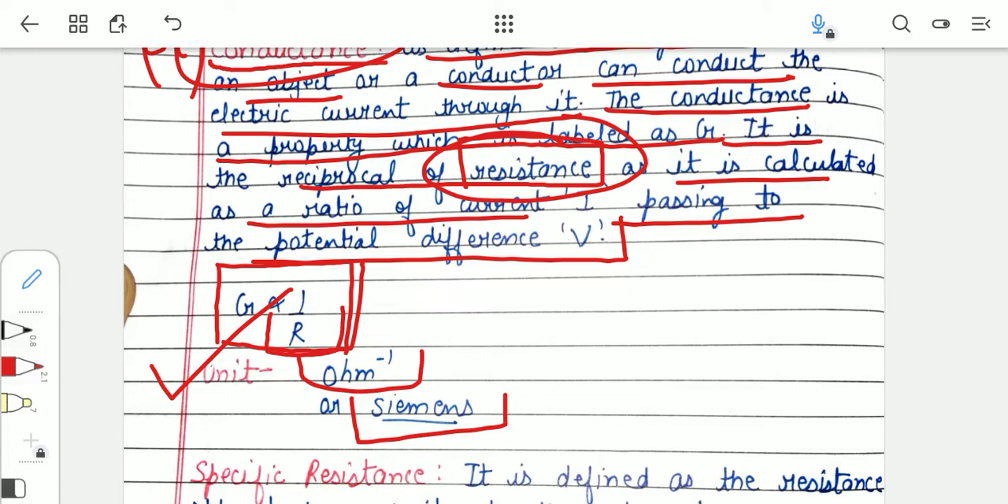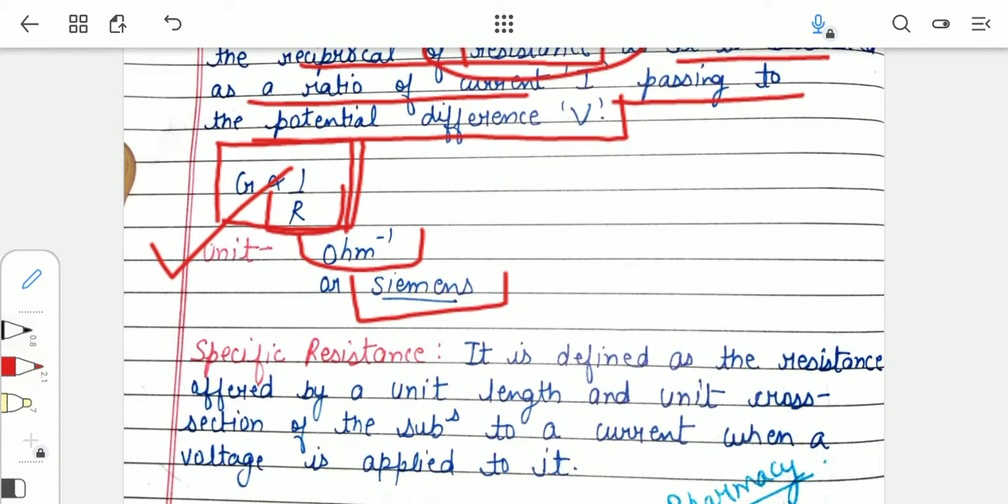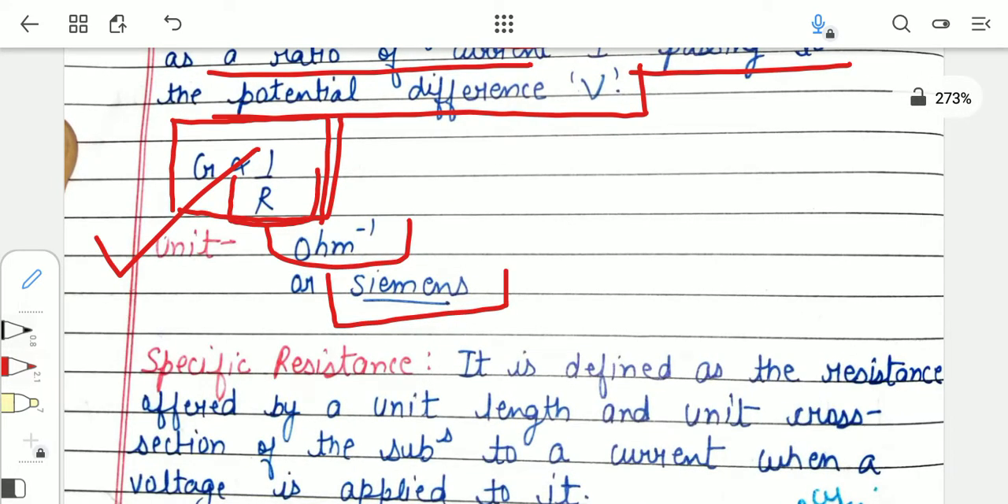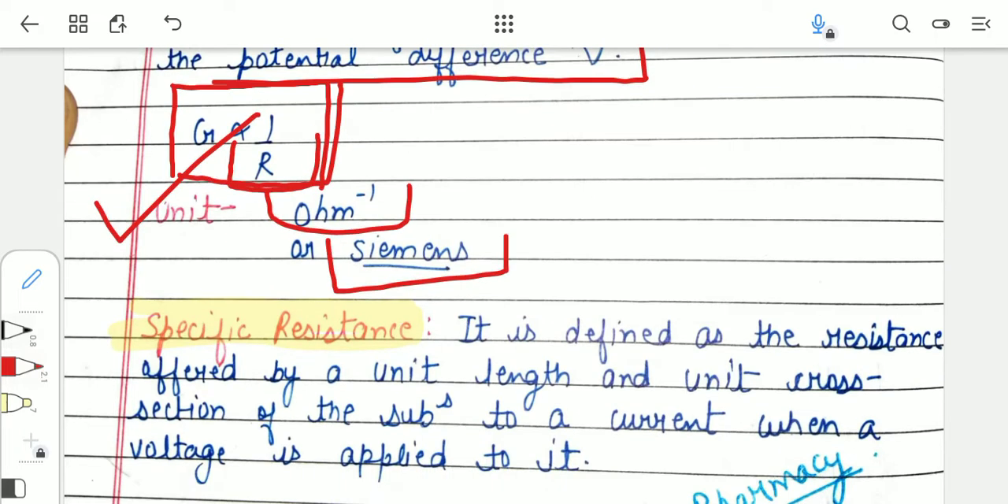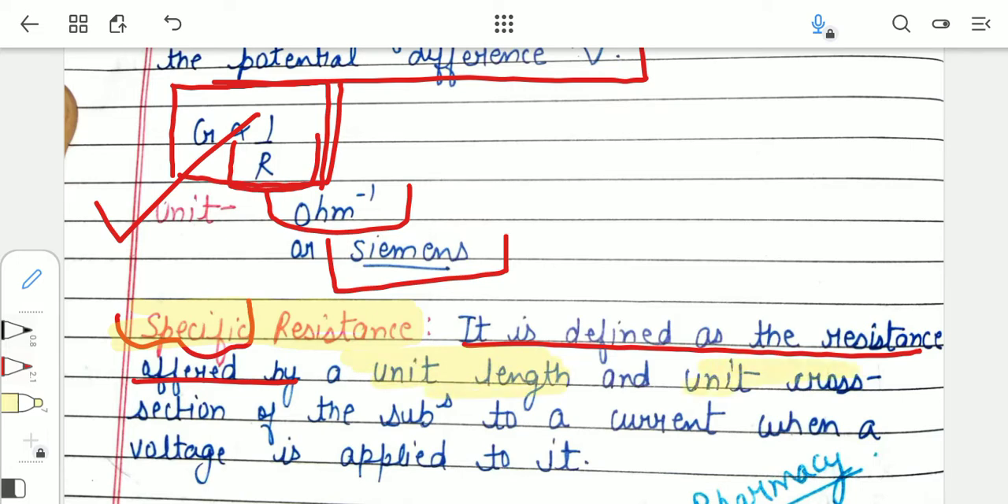Now let us move on to the next term, which is specific resistance. So far you know that resistance is any kind of obstruction offered to the flow of electric current. So let us see what specific resistance means. It is defined as the resistance offered by a unit length and unit cross section of a substance to a current when a voltage is applied to it. So in specific resistance, the length and the cross section of the substance are of unit value.